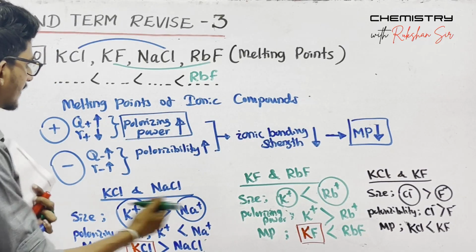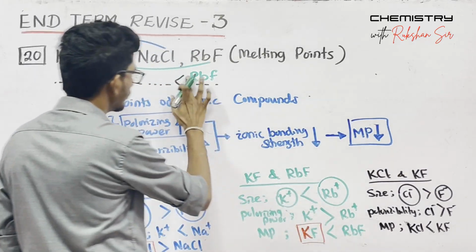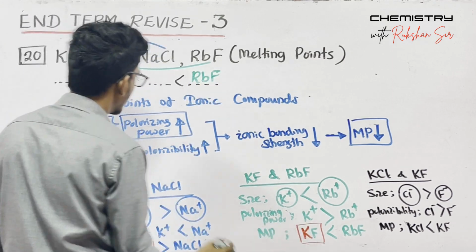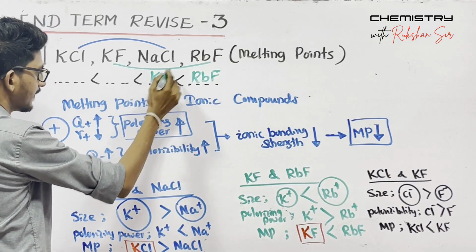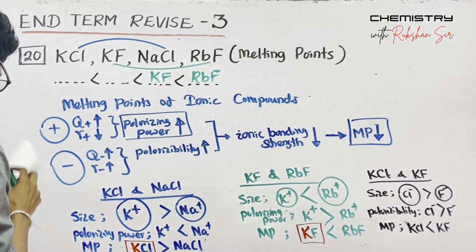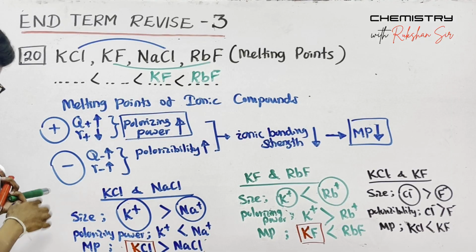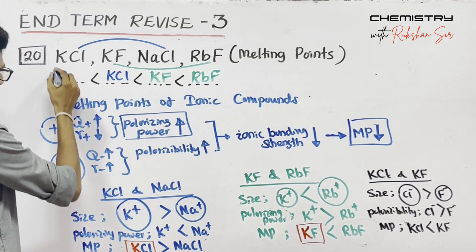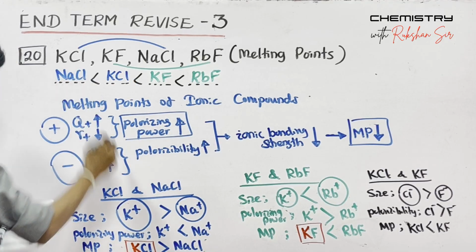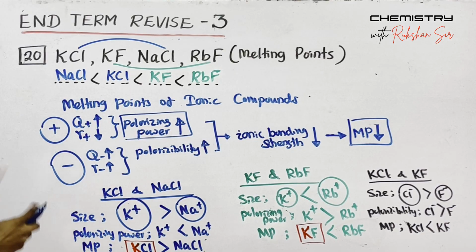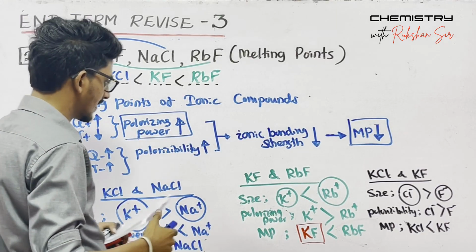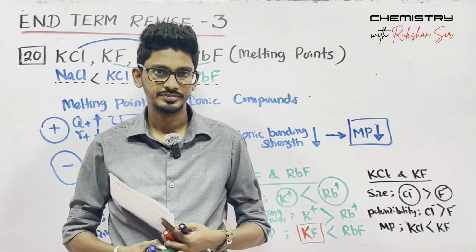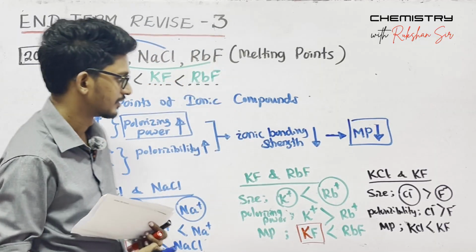So RbF should be the highest, and then KF. These two should come with the lower values. KCl is here and NaCl is the lowest, right? So that is going to be the review for your question number 20. Just complete the rest.